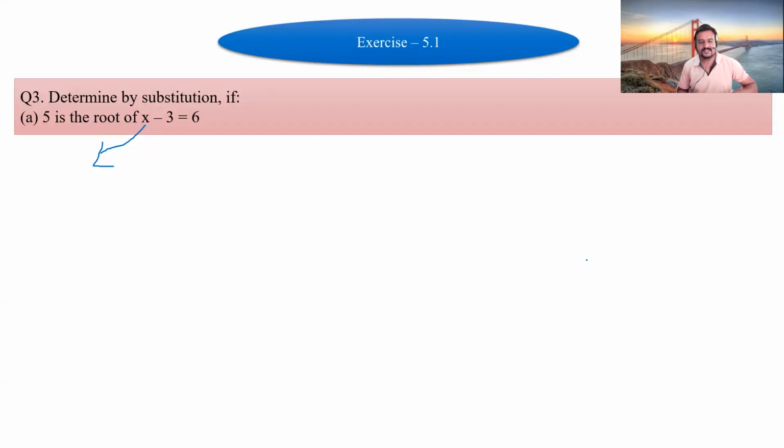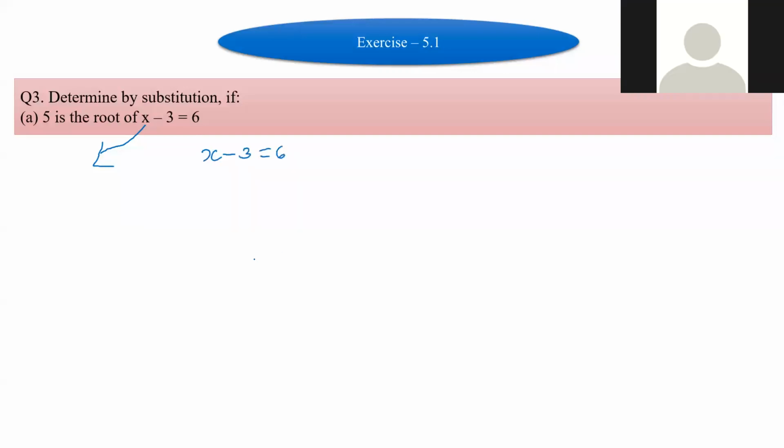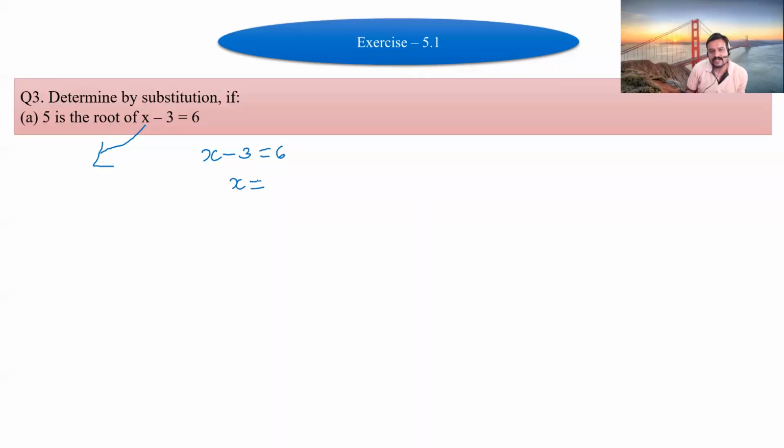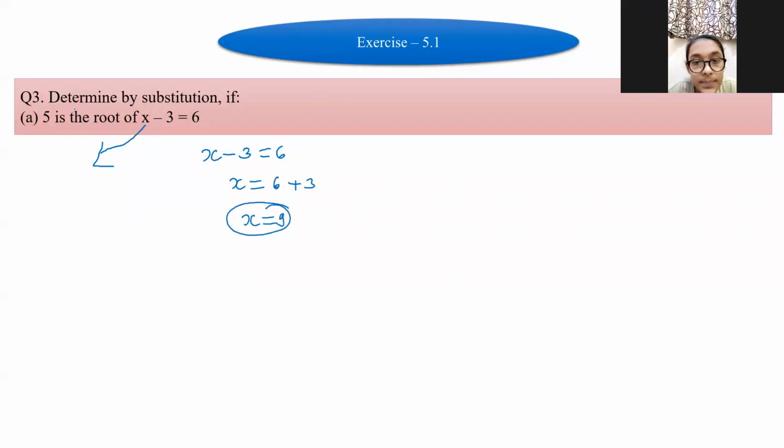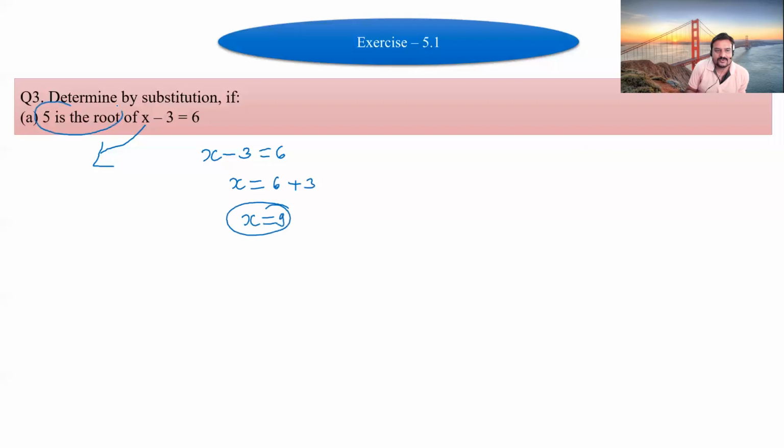Okay, now see here, what is the equation? First, see the equation. x minus 3 is equal to 6. This is our equation. Yes or no? Yes. So we will get the value of x. To get the value of x, we will have to shift this 3 to RHS. So what it will become? 6 plus 3. So x is equal to 9. So x is equal to 5, they are saying. x is equal to 5.